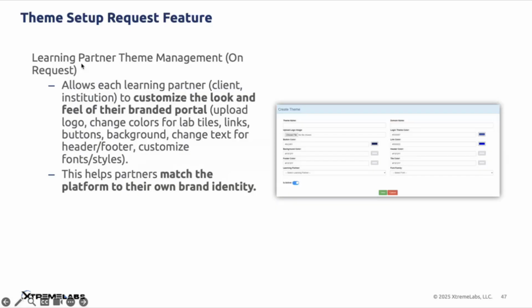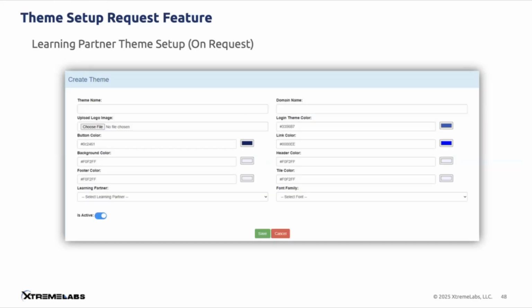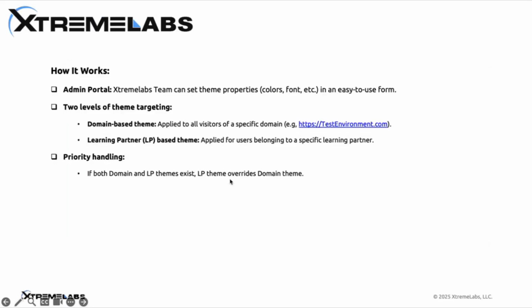Now there's another feature, which is a theme setup feature, but this will require the developer's involvement, and you'll be required to send us your theme details so that we can set it up for you. You can define different options like button colors, background color, footer color, login theme color, link color, and header. So a lot of options. You can even set the font as well.